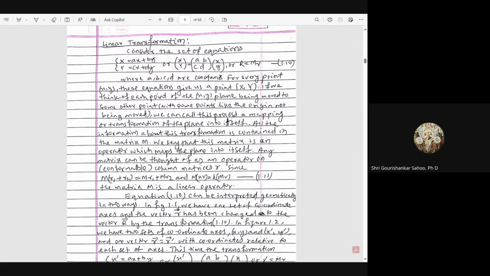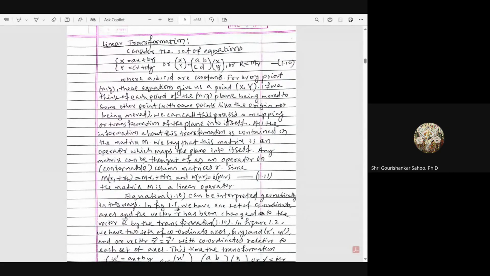Any matrix can be thought of as an operator on a conformable column matrix small r. Since M(r1 plus r2) is equal to M r1 plus M r2 and M(k r) is equal to k M r, M is a linear operator. It changes, or transforms, the plane into itself, and linearly.